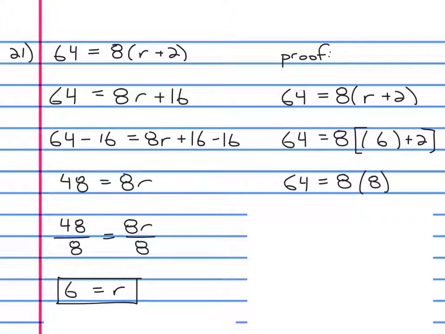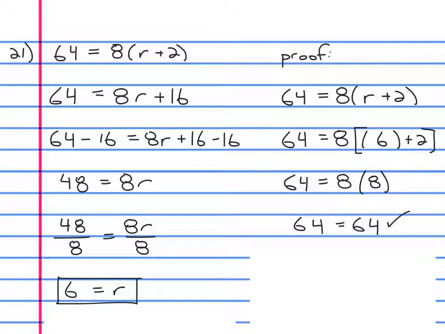Now, what do we do now that we've simplified that? We need to do this multiplication. 8 times 8. 8 times 8 is 64. So we then get 64 equals 64. Proper proof. That's how you do number 21.